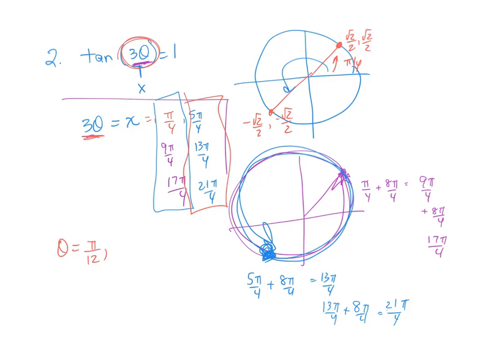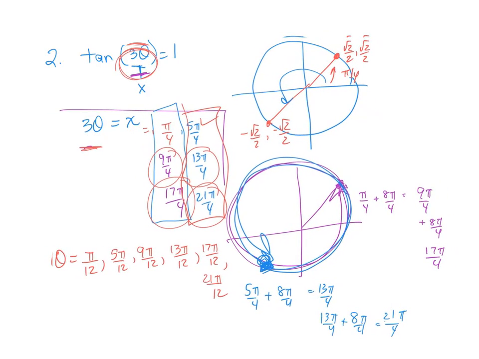I got pi over 12. I got 5 pi over 12, that's from this guy. I have 9 pi over 12. I have 13 pi over 12. I have 17 pi over 12. And I have 21 pi over 12. Now we can simplify some of these, so let's do that.